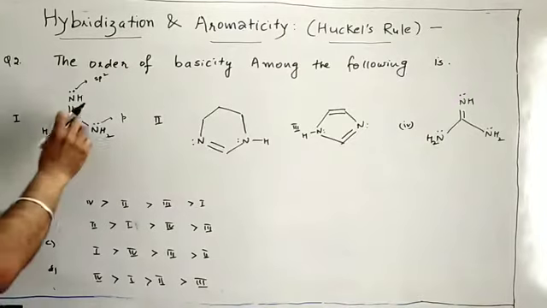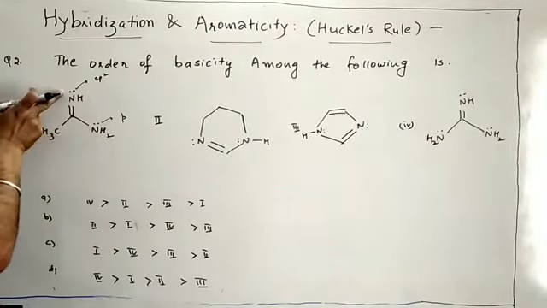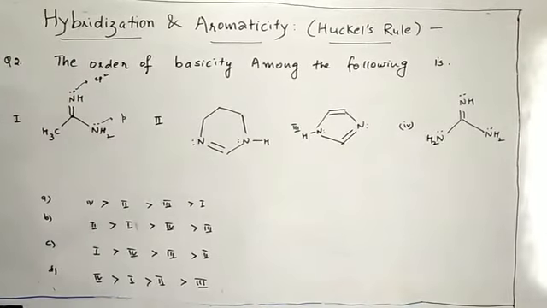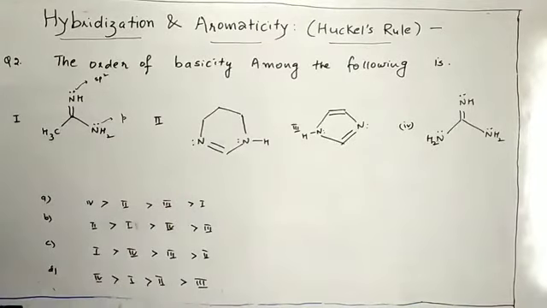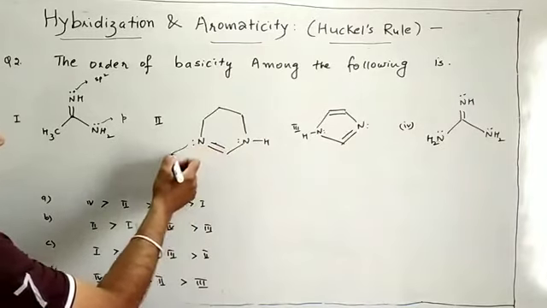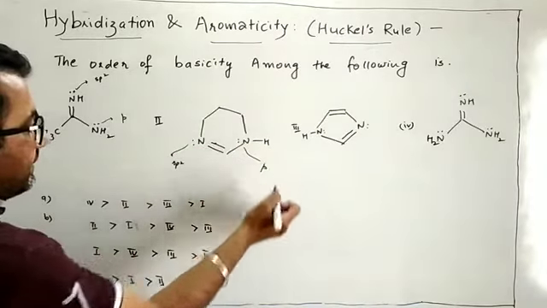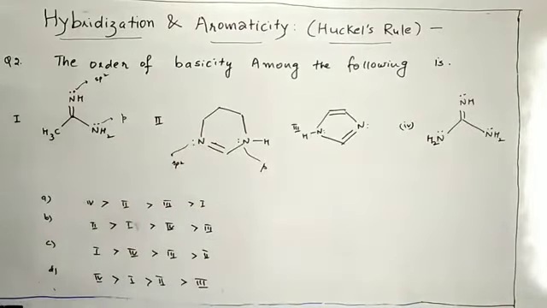This compound is basic due to the presence of this lone pair of electrons, not this lone pair. So in the second compound, this nitrogen uses its p orbital, it means this pair is present in sp2 but this pair is present in p. It means this nitrogen is responsible for basicity.